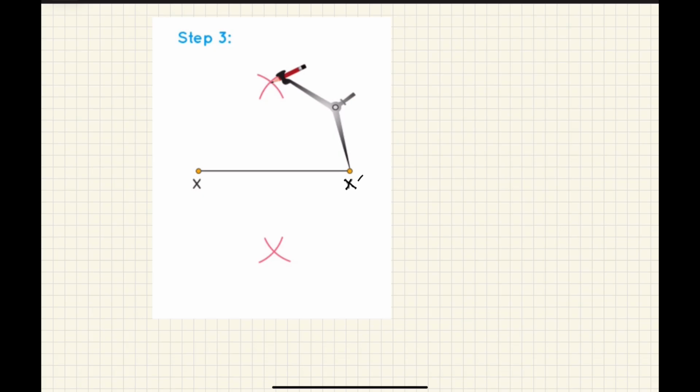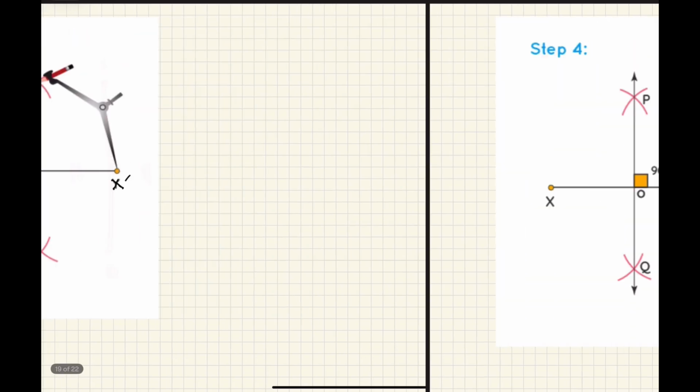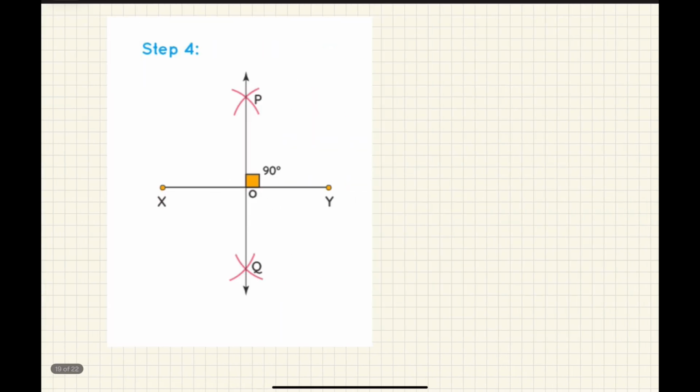Once you've constructed the arcs, you take the points of intersection of the arcs, so you have this point of intersection and then this point of intersection, and you connect them using a ruler. So this is how you construct a perpendicular bisector. You join the points of intersection of the arcs using a foot ruler, and you will have your perpendicular bisector, which will actually be the line of reflection.